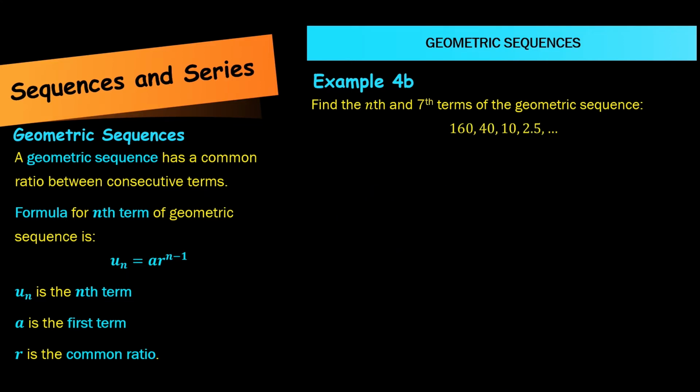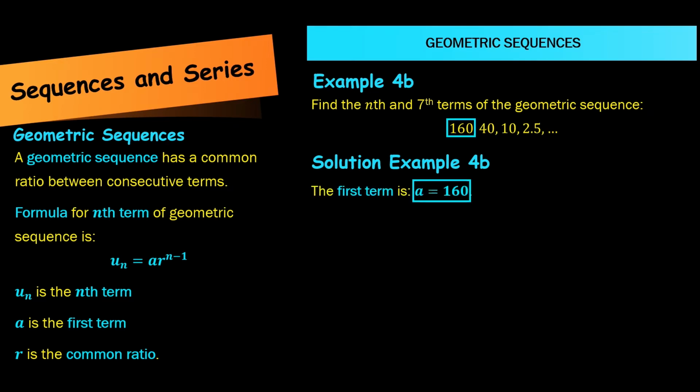And now for part B. We are required to find the nth and 7th terms of the geometric sequence 160, 40, 10, 2.5 and so on. So let's solve this. The first term is 160, so a equals 160. The common ratio, r, is equal to 40 divided by 160, the second term divided by the first term.